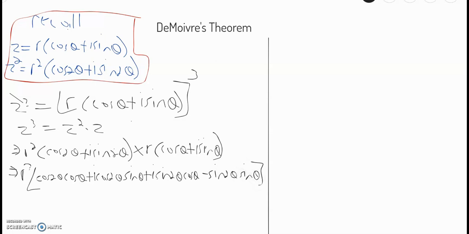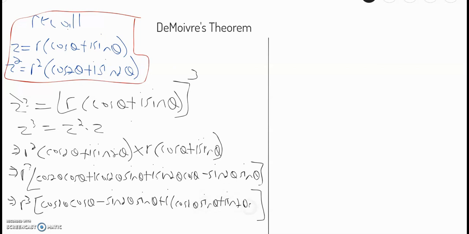Good. Now, the next step is always to do our grouping. So this becomes r cubed into, I'm looking for the real parts here. So I'm going to have cos 2 theta cos theta minus sine 2 theta sine theta, plus I, taking out the imaginary part now, I'm going to end up with cos 2 theta sine theta plus sine 2 theta cos theta. All right, close the bracket there.